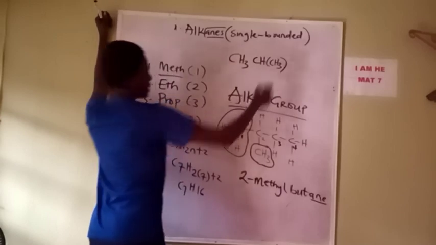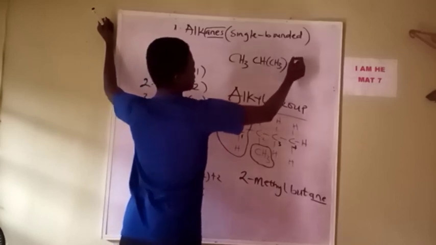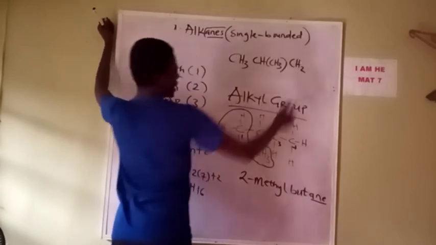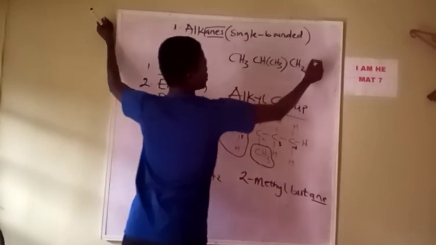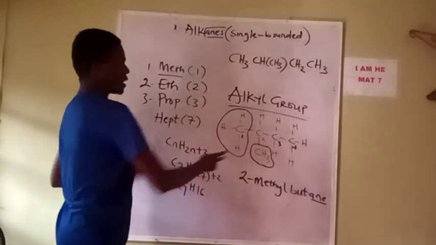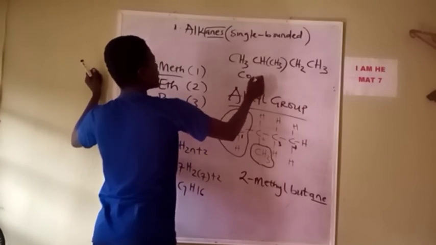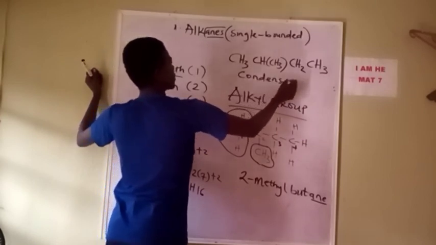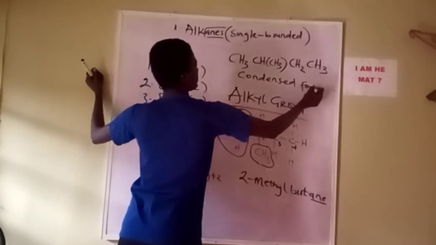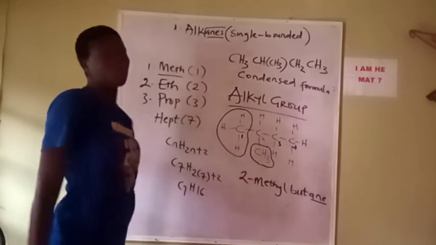Do you understand it now? I'm expressing this. The carbon 3 is having CH2, right? The last one is having CH3. So to express this is just what I've done so far. This is a condensed formula. This is called the condensed formula of 2-methyl butane. Do you understand?